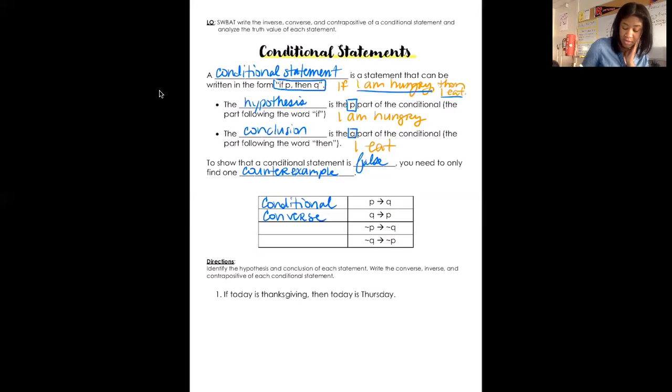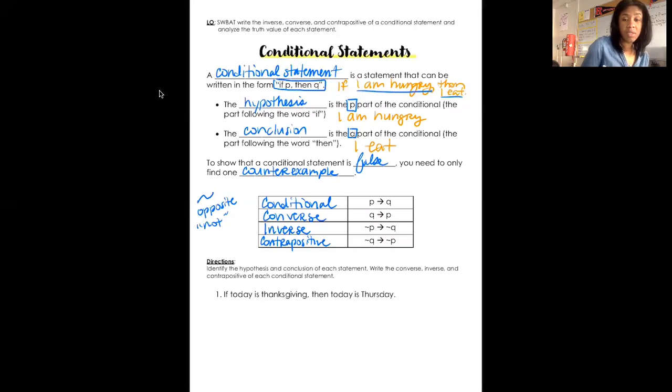The next one, this little symbol right here, we're gonna think of this as like the opposite, using the word not. So if I am not hungry, then I do not eat. We call that statement the inverse. The inverse is the opposite of the conditional, okay? The conditional is P then Q. The inverse is not P then not Q. Same order, it just has a not in front of it. And the last statement is called contrapositive. The contrapositive is basically the opposite of the converse, not Q, then not P, okay?